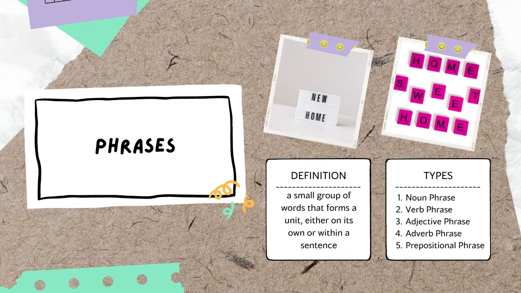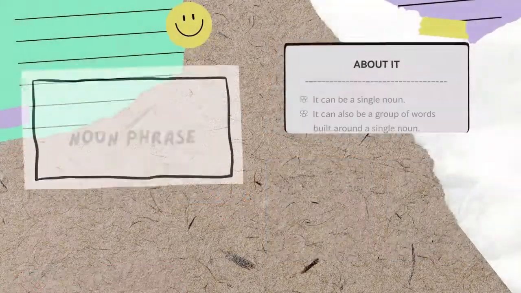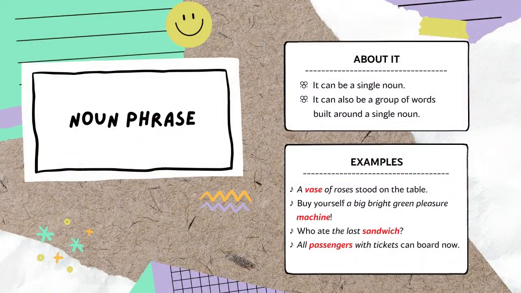There are various types of phrases in English, but in this lesson, we will limit the discussion only for 5 main types of phrases, namely noun phrase, verb phrase, adjective phrase, adverb phrase, and prepositional phrase. A noun phrase can be a single noun or a group of words that are built around a single noun.